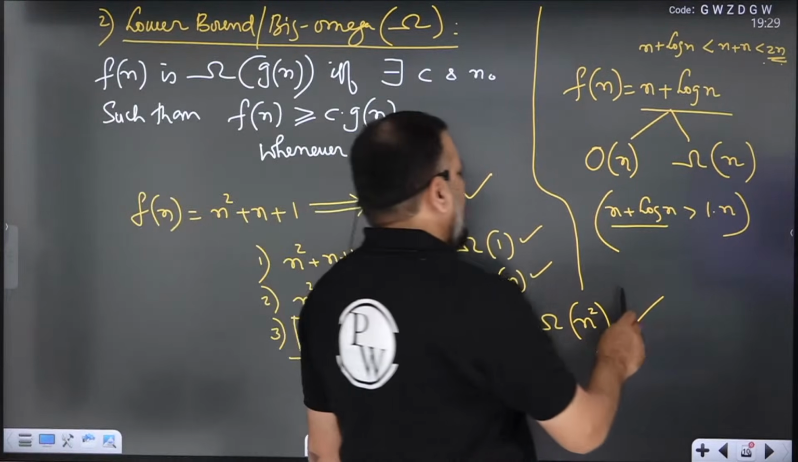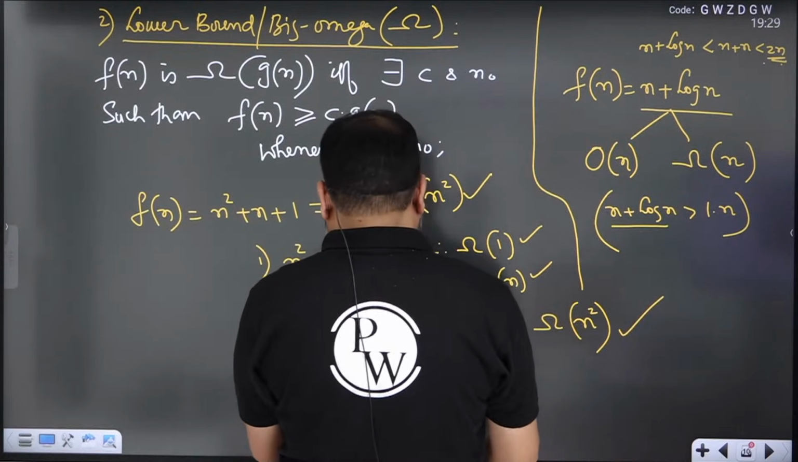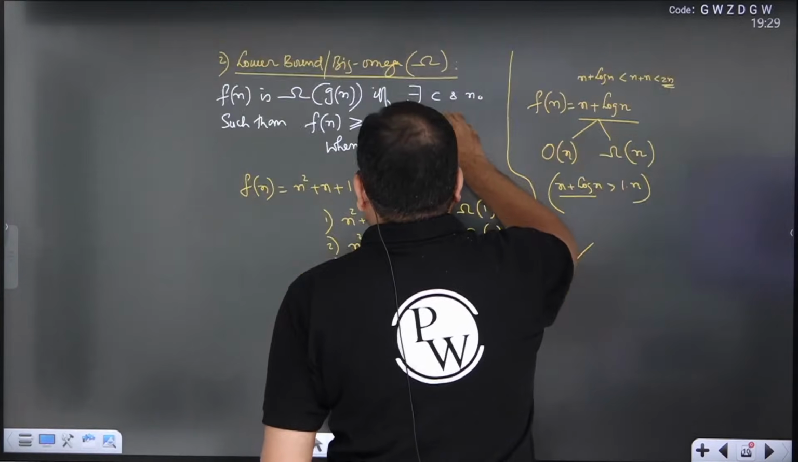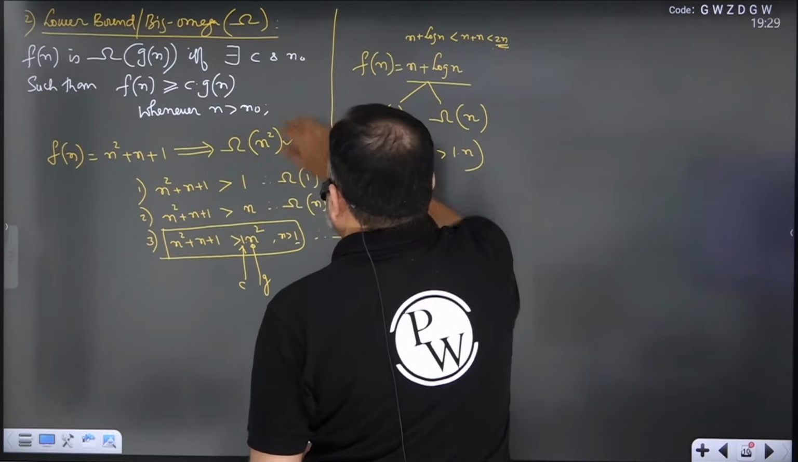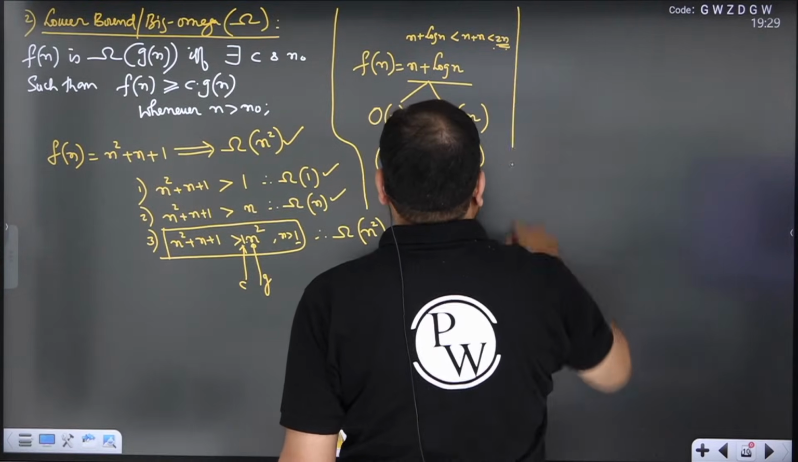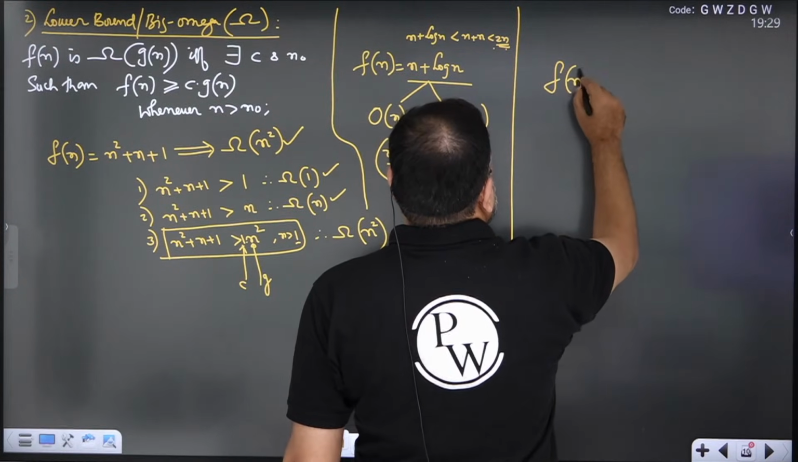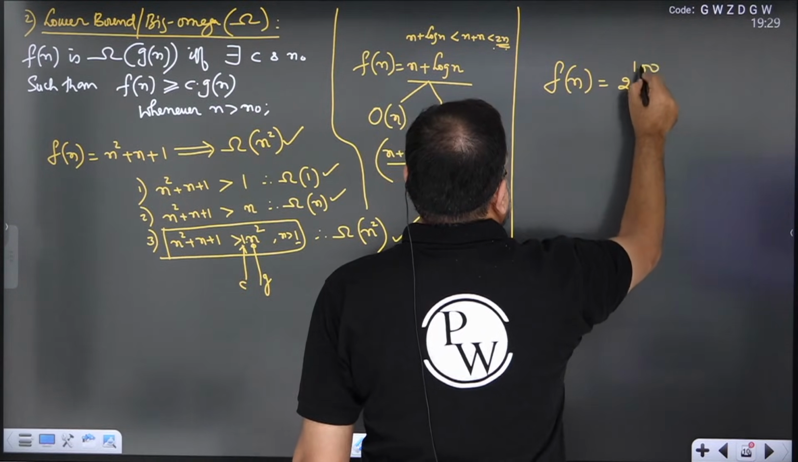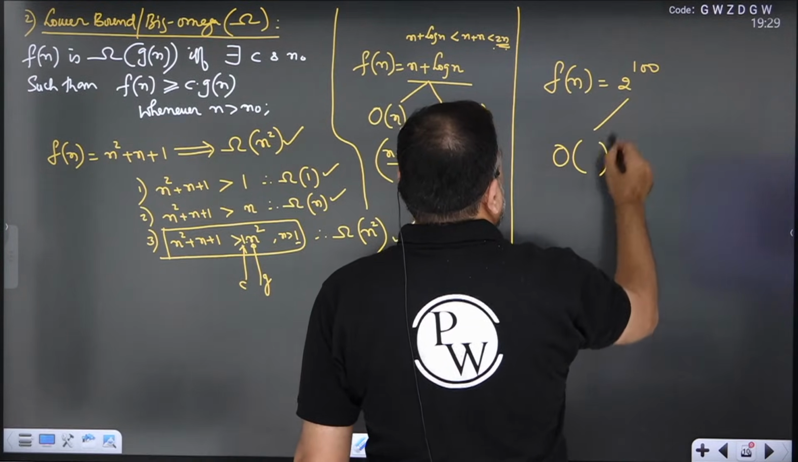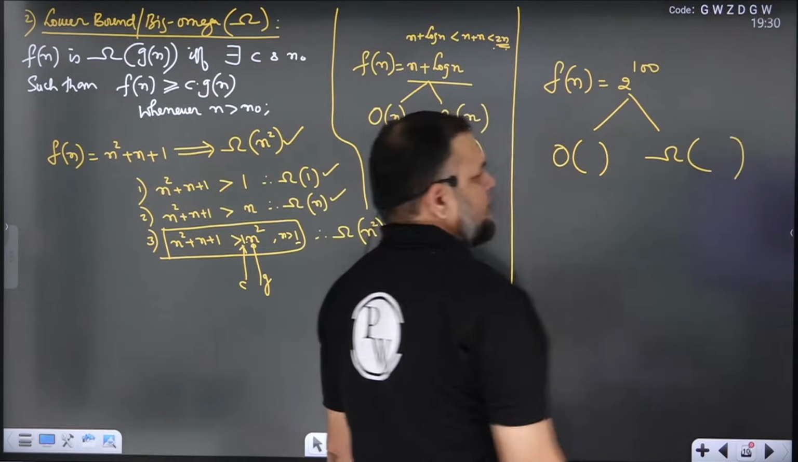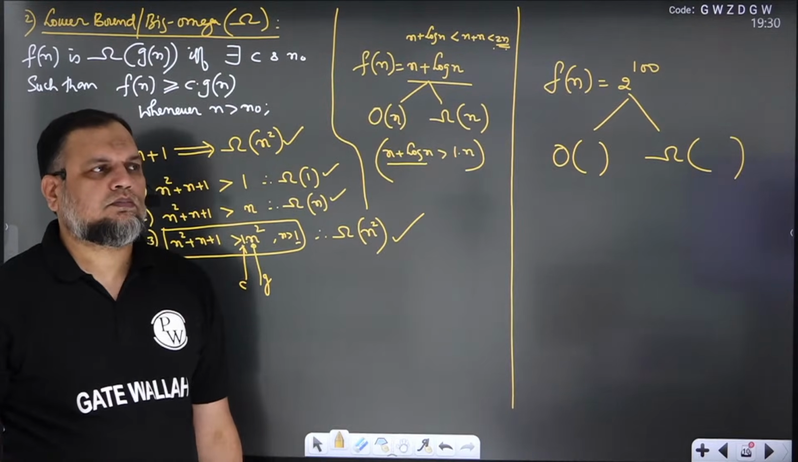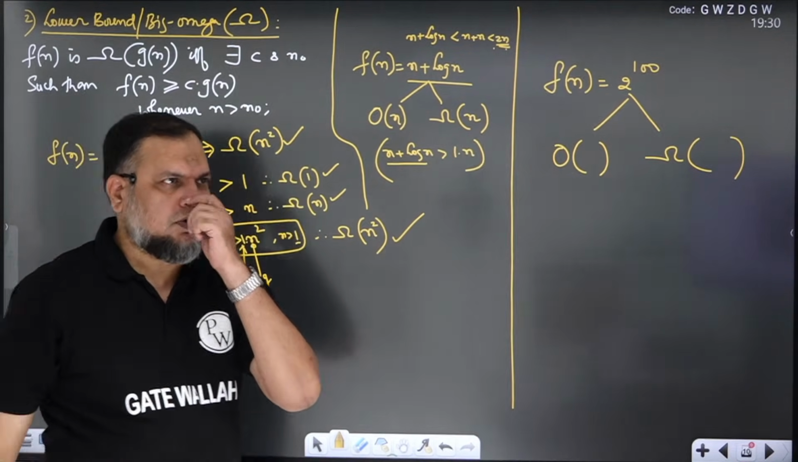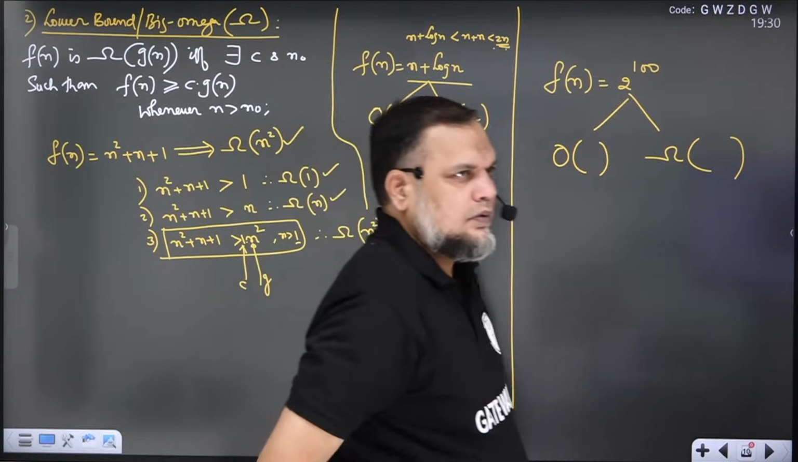In the same way, if I give one more function, for example, see on the board. Third function: if I say f of n is equal to 2 power 100, what is the order of this? What is omega of this? Important. What is the order of this and what is omega of it? Come on.